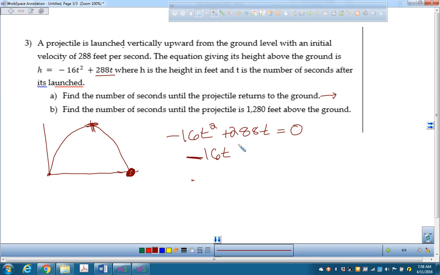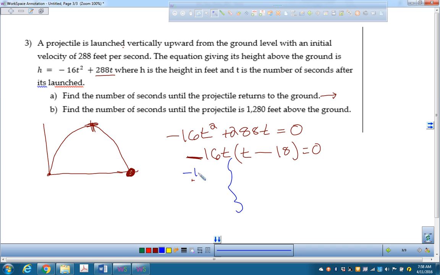I'm going to factor this, okay? Negative 16t times what gives you negative 16t squared? T, okay? Then you put a minus here, 18. Do you guys know why it's minus? Right, because if I factor out a negative 16, negative times a negative gives you a positive 288. Then I do my thing with my little squiggly line, okay? And I got two answers.